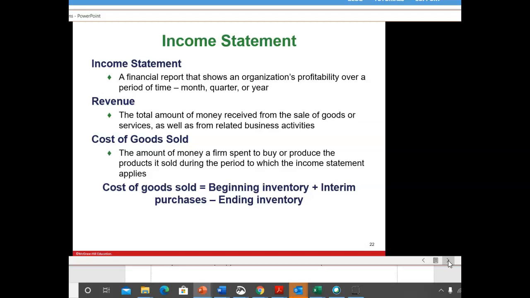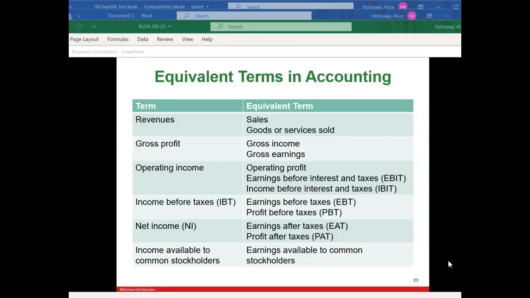Cost of goods sold is the amount of money you spend to make a product or buy a product, and then you sell it for a different price. So there are terms in accounting, as I mentioned, that are just part of the actual nomenclature of learning the field. But you have revenues, gross profit, operating income. So revenues, of course, are your sales or goods or services sold. Your gross profit is your gross income or your gross earnings.